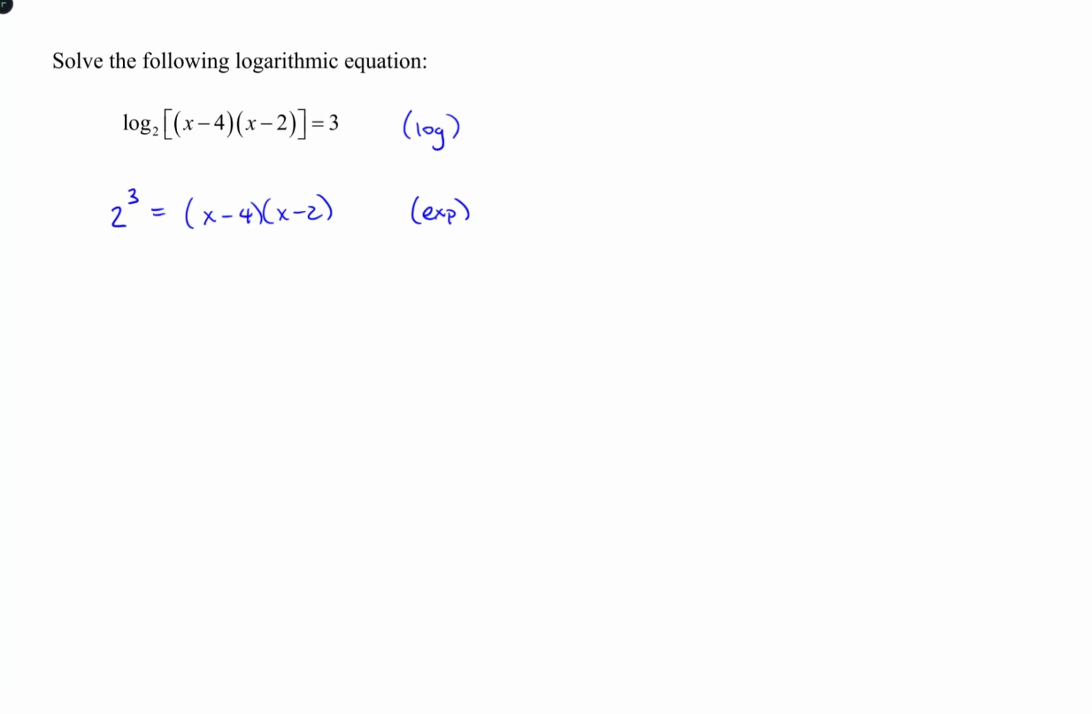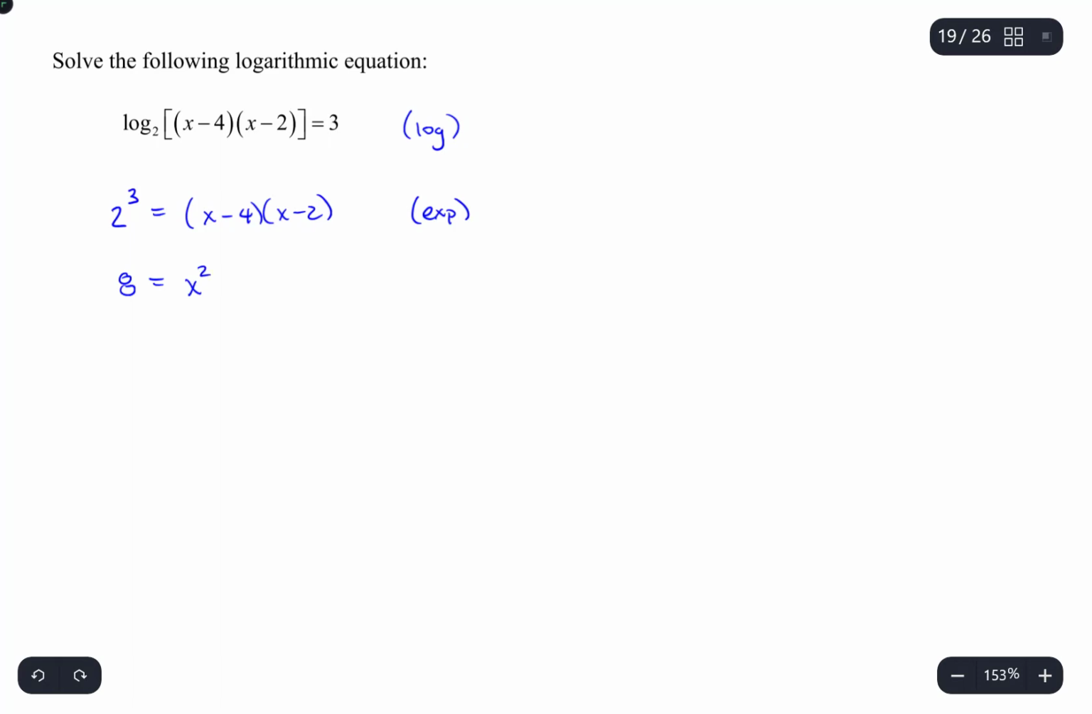Now, we haven't solved the problem yet, but we do have a better understanding as to how to go about solving the problem at this point. So what we're going to need to do is simplify everything. So 2 to the third power is 8. And then if I multiply these binomial terms out, I need to FOIL. So x times x is, of course, x squared. And then I would have minus 2x and minus 4x. And negative 4 times negative 2 is positive 8.